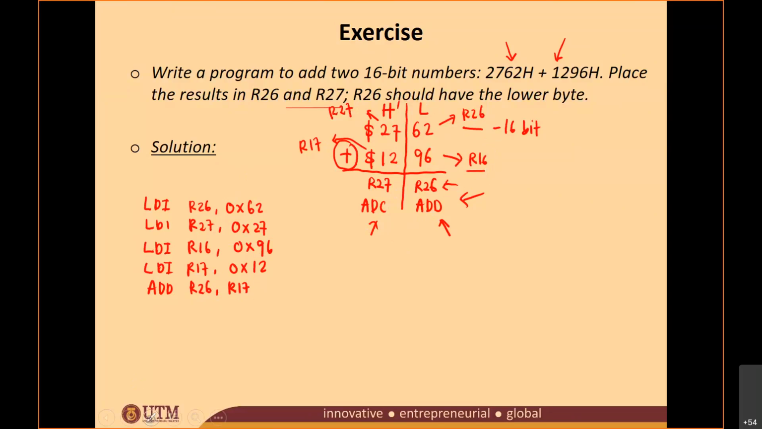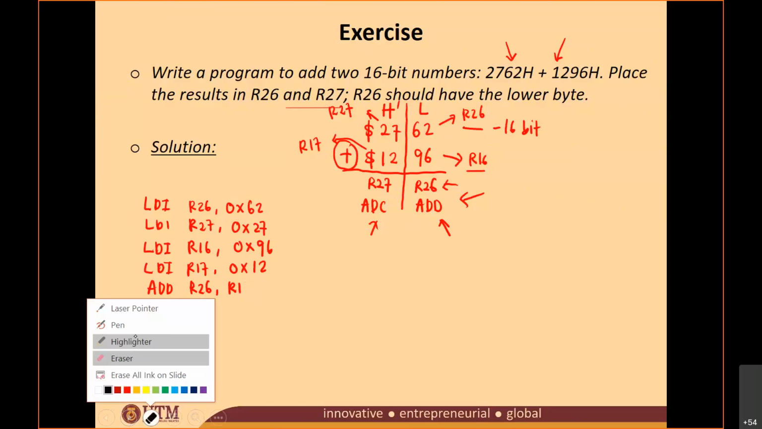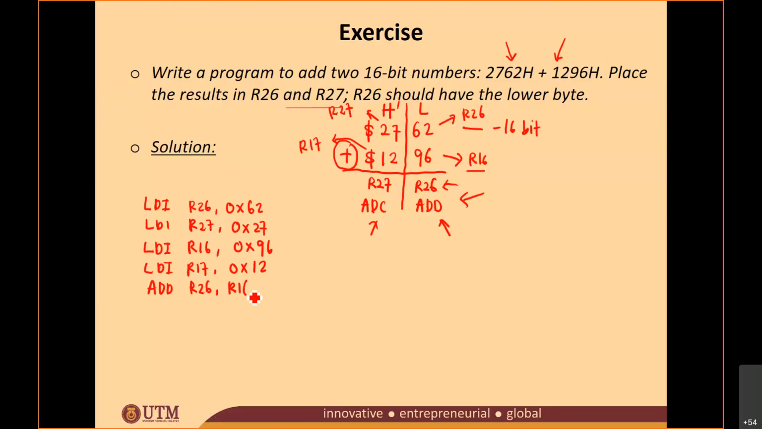I just said that, okay, it was wrong. R16. And then follow by ADC R27, R17. After you execute the last instruction here, what happens is you do this addition process on 16-bit numbers. Any questions?